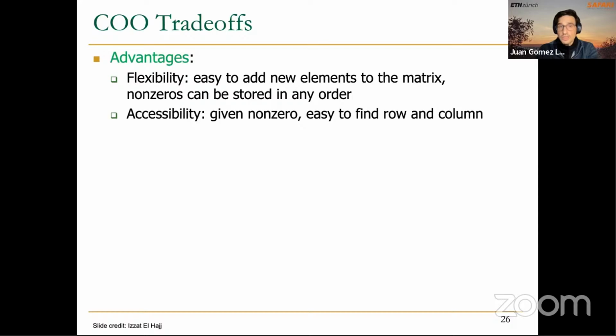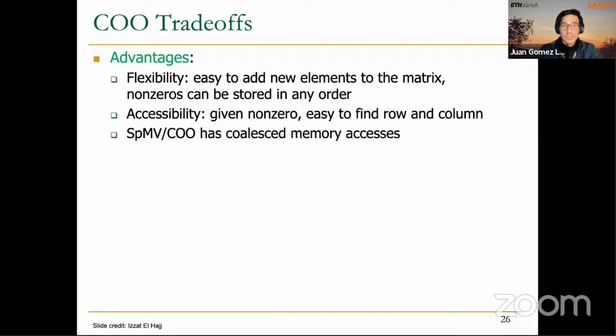In terms of accessibility, COO is good because, given a non-zero, it is easy to find the row and column. If you grab some element, you can easily find its row and column because they are stored in the same position of the corresponding row or column index array. Also, the implementation of SpMV when accessing a sparse matrix stored in the COO format has coalesced memory accesses, which is very good, as you know, to take advantage of the memory bandwidth.